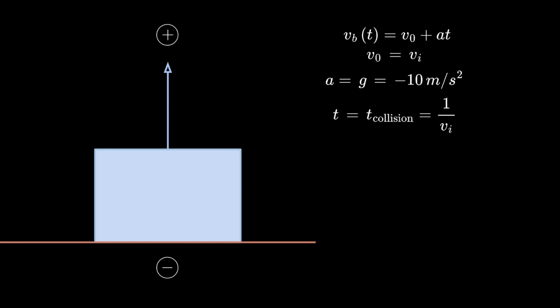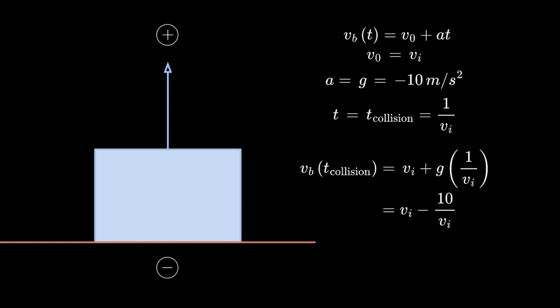Once again, we're going to say it collides at some t called t collision, which we found to be 1 over vi. Plugging t collision into vb, we get vi plus g over vi. And if we plug in negative 10 for g again, the velocity of the blue block at collision is going to be v initial minus 10 over v initial. So that's the other velocity you need to keep in mind.